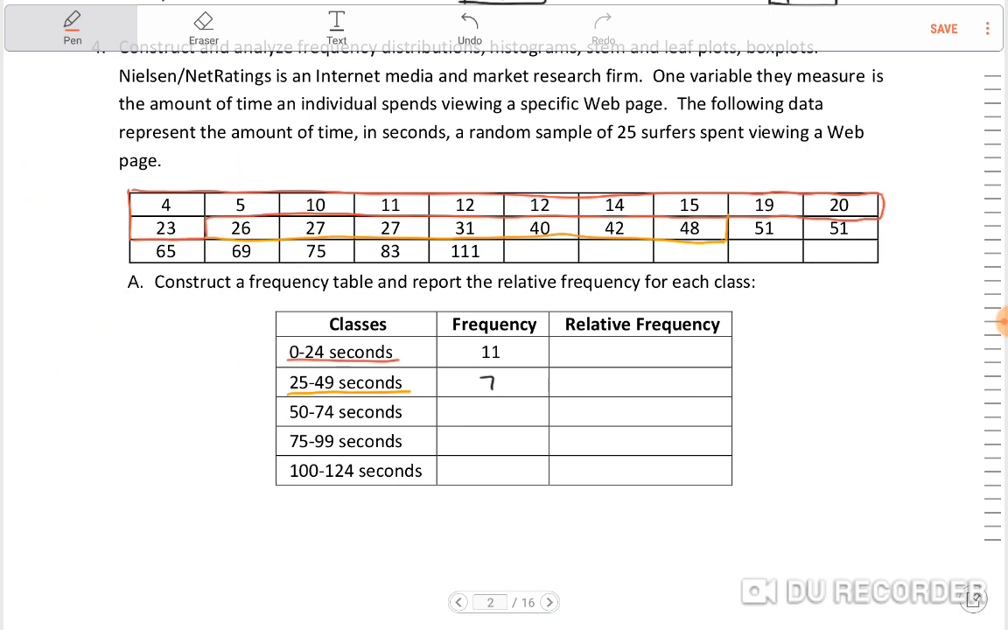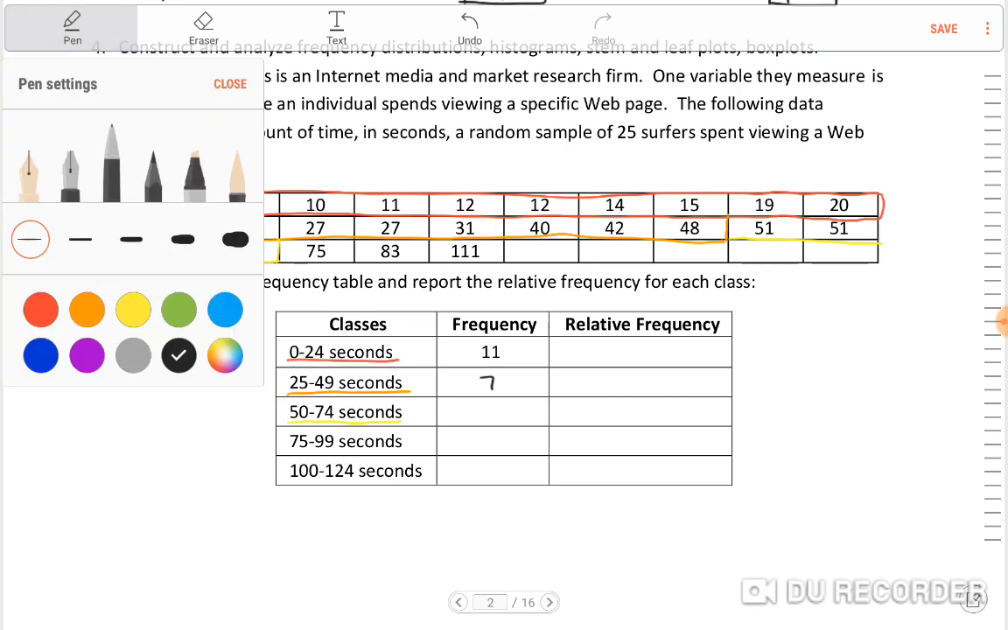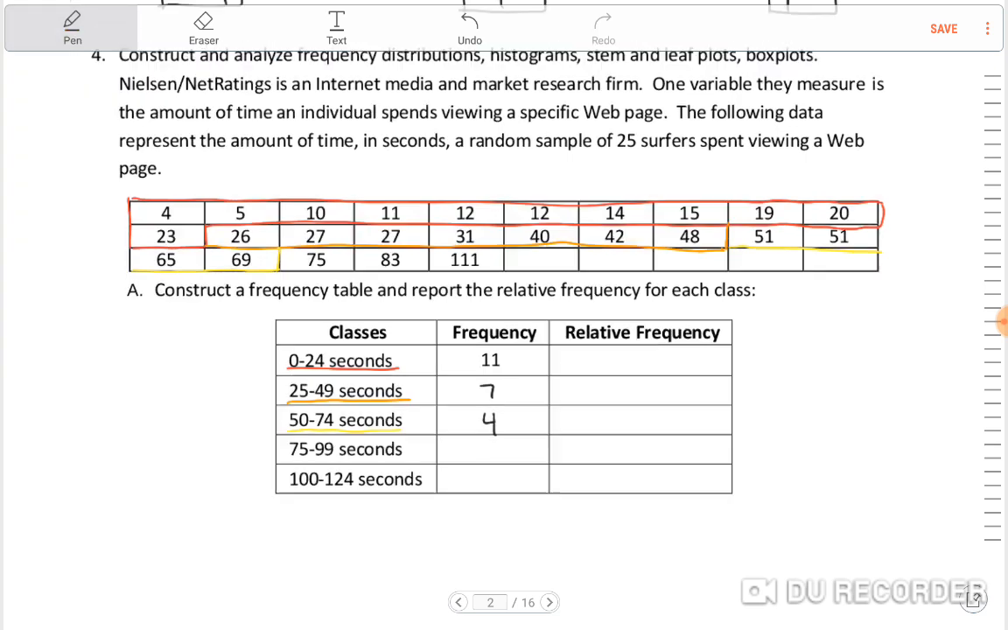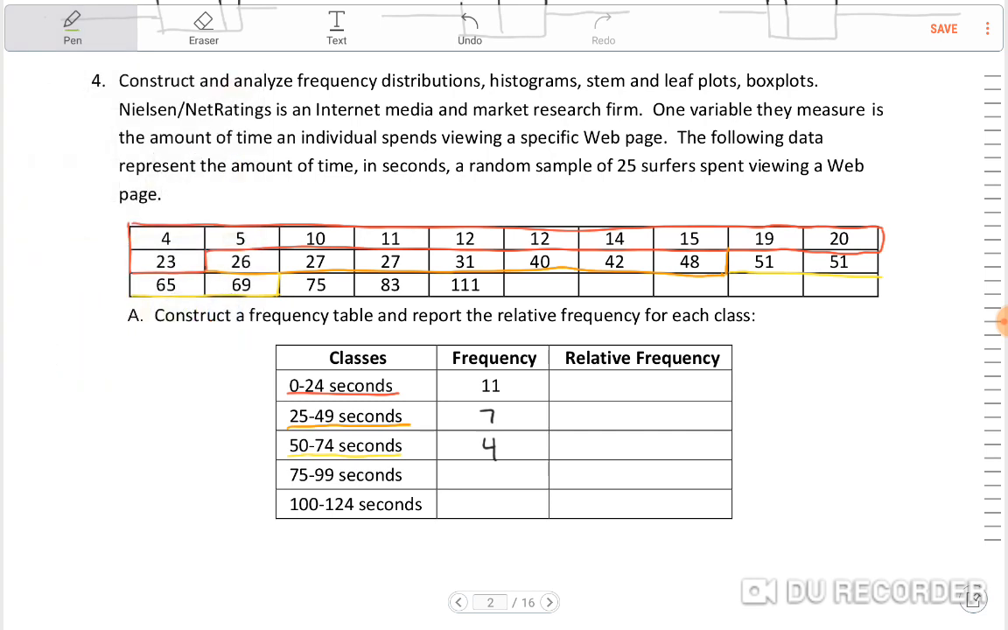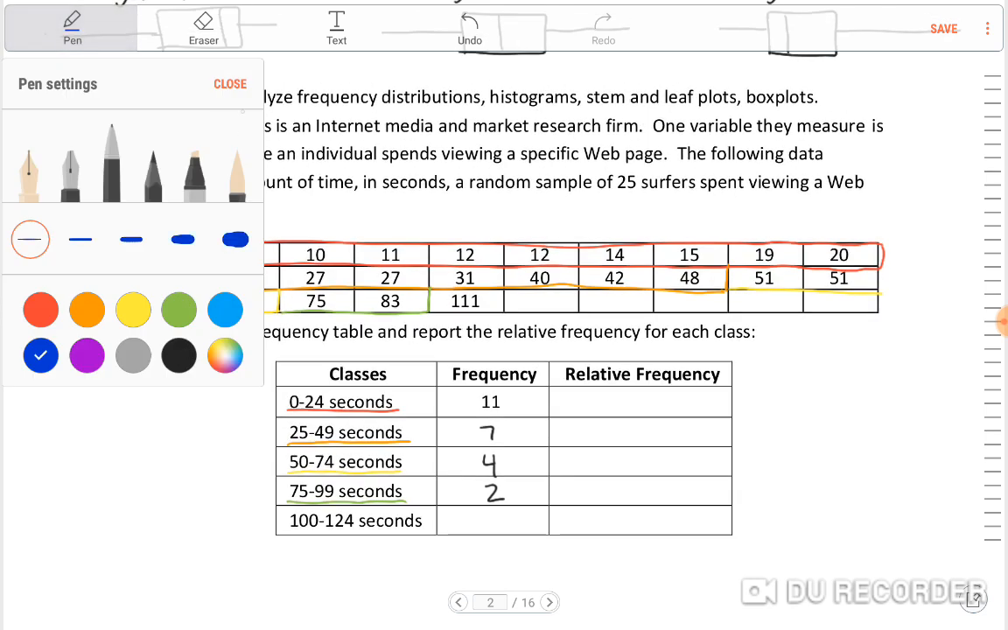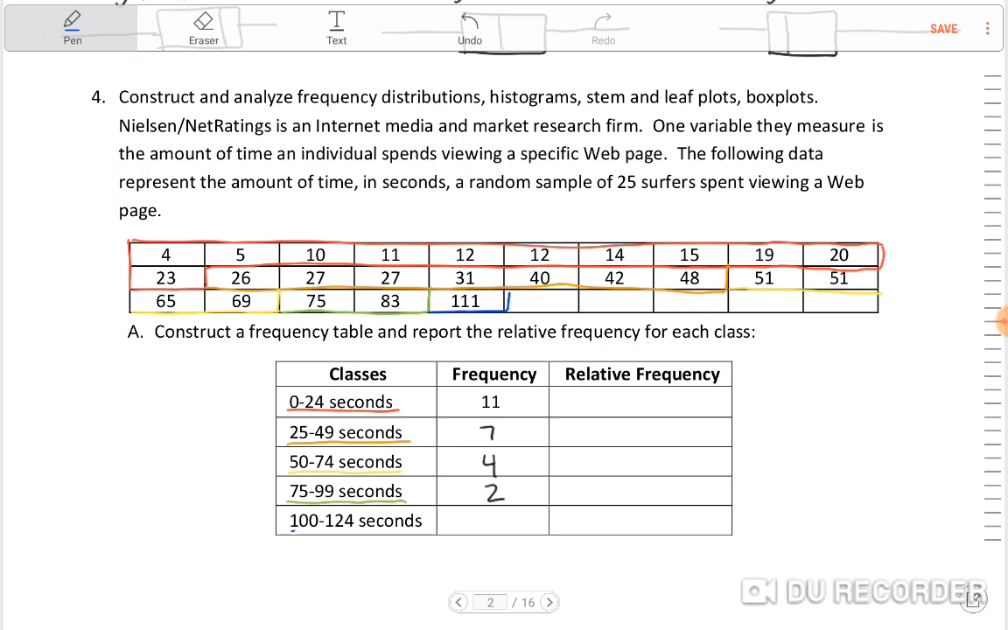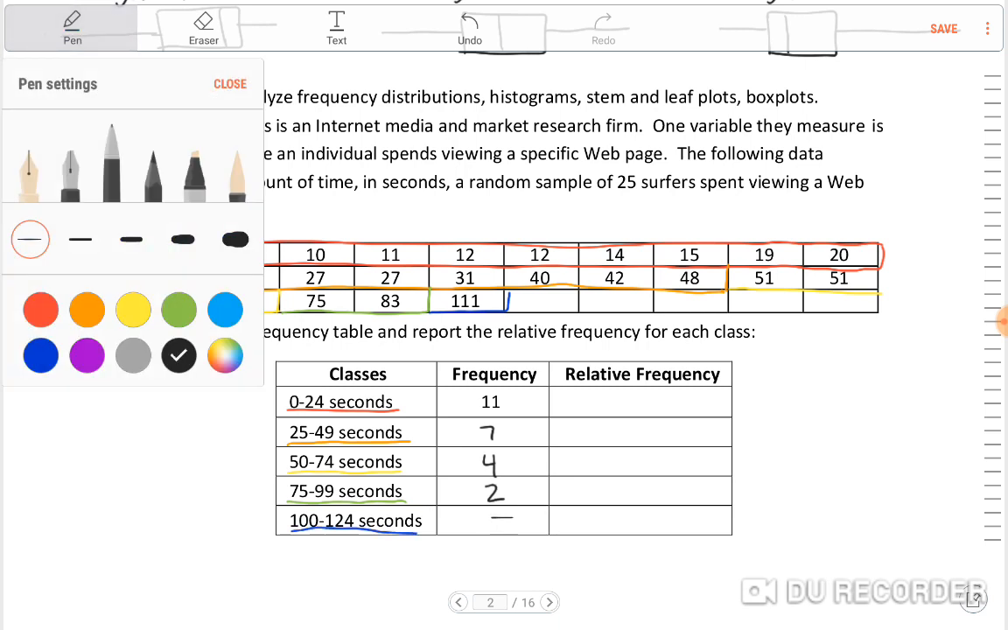Okay, 50 to 74 seconds. Looks like we've got these up to here, so there's 4 of them. Then 75 to 99 seconds. There's 2 of those. And then 100 to 124, that's this lone number there. So there's one of those.